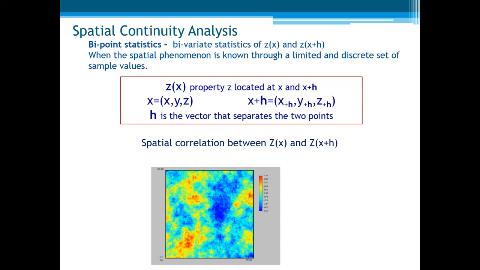In short, we wish to quantify the spatial continuity patterns of a given phenomenon through a two-point statistical tool by using a limited set of samples, and we wish to apply it to any continuous variable: porosity of a soil, concentration of a contaminant, etc. Let us consider the property Z located at x, being x the general notation of geographical coordinates x, y, and z, and located at x plus h, being h the vector that separates the two points, x and x plus h. Hence, we wish to quantify the spatial correlation between any pair of samples separated by a vector h. This one here.